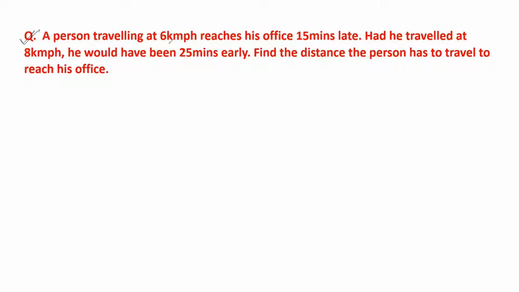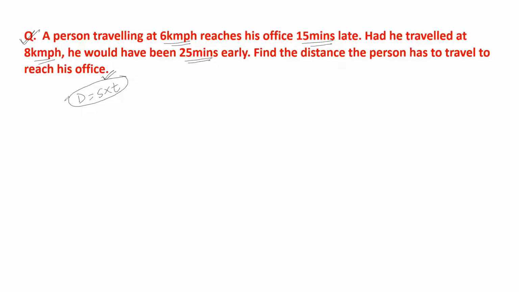A person traveling at 6 kmph reaches his office 15 minutes late. Had he traveled at 8 kmph, he would have been 25 minutes early. Find the distance the person has to travel to reach his office. This question can be solved by using the formula distance is equal to speed into time, and it can also be solved by using the ratio. I'll be showing you both the methods and you'll be able to see how simply by using ratio we can get to the answer very easily.